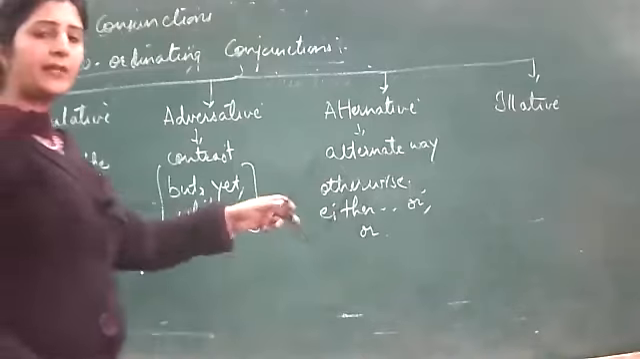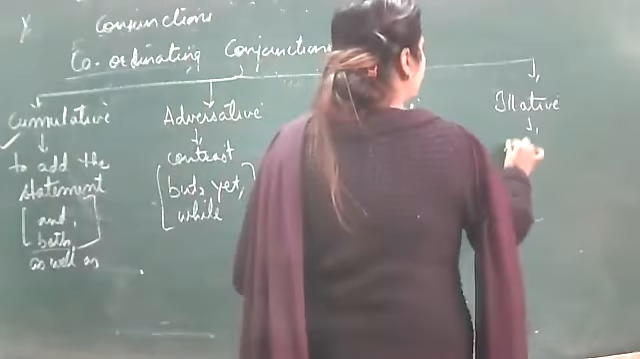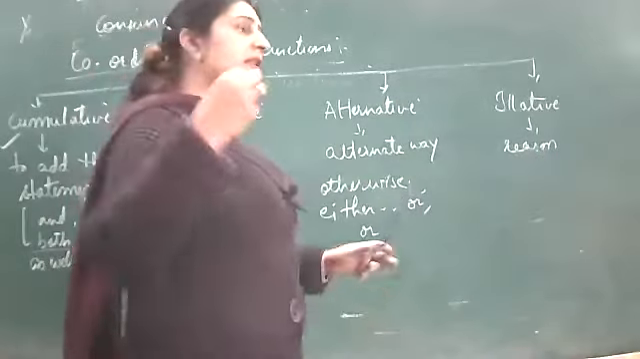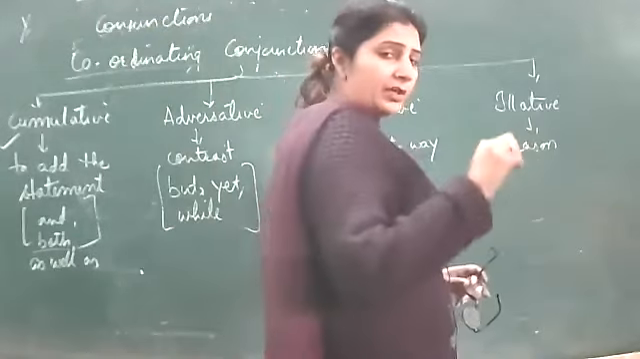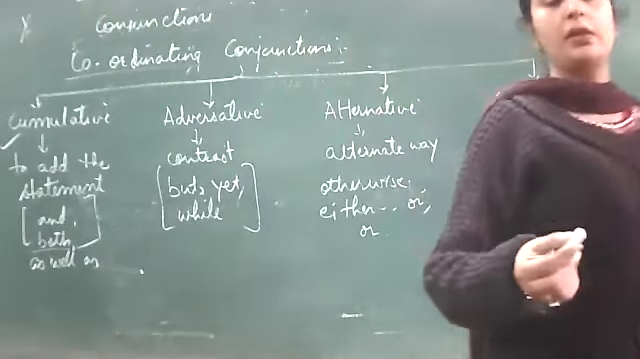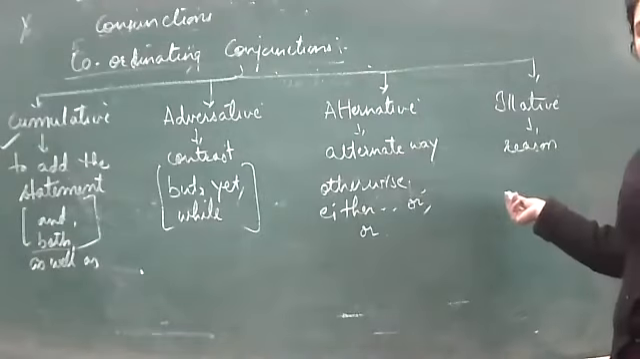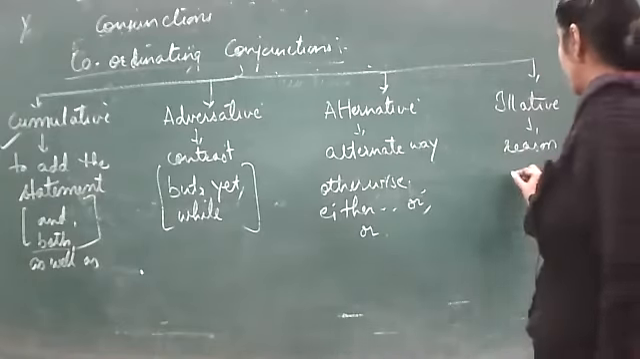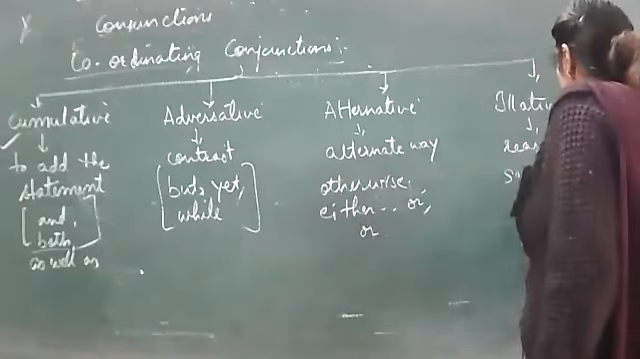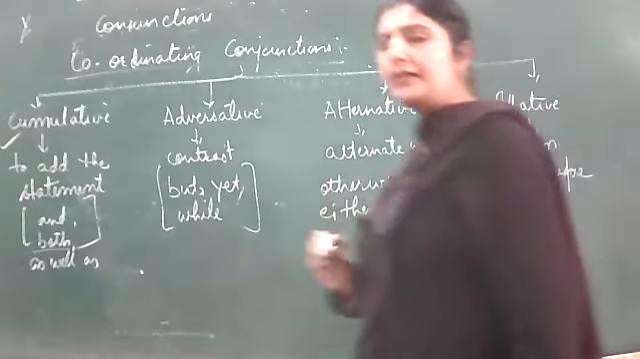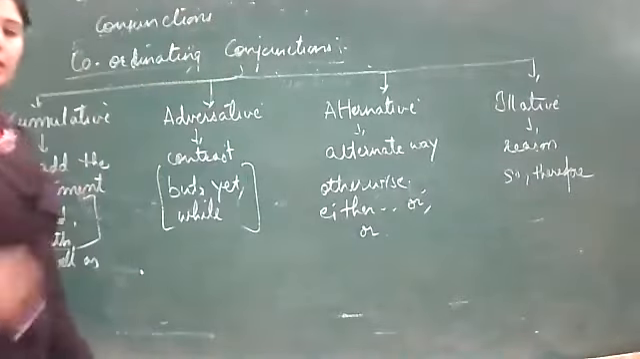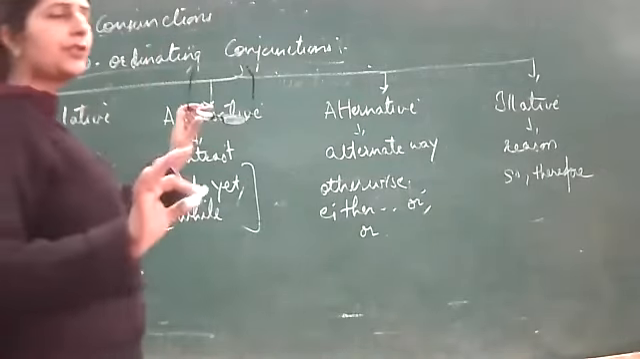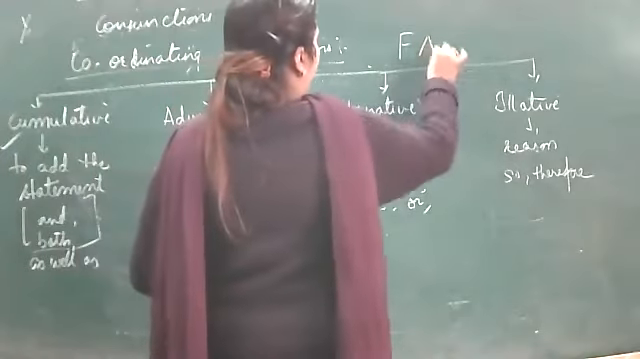Next, afterwards, illative ones. Illative ones, they give a reason. What is the reason? For example, he is working hard so that he can get good marks. He was paying more attention. Therefore, he has got first position. So, therefore, right? So these are the examples of conjunctions. Mainly coordinating conjunctions, you just remember by this example: FANBOYS.